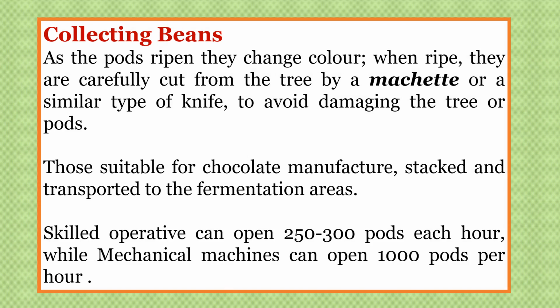Then the pods are broken in order to remove the shell and collect the beans. This is done with the help of skilled operators, that is manually, or by mechanical machines. A skilled operative can open 250 to 300 pods per hour, while mechanical machines can open 1000 pods per hour.